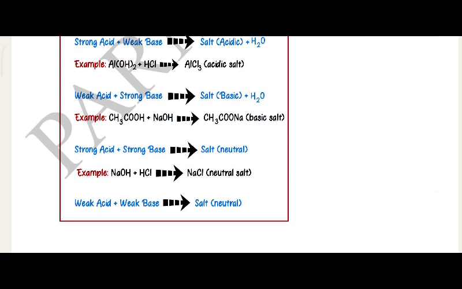Strong acid plus strong base gives a neutral salt. Example: sodium hydroxide plus hydrochloric acid gives sodium chloride, a neutral salt. Weak acid plus weak base gives salt, or neutral.